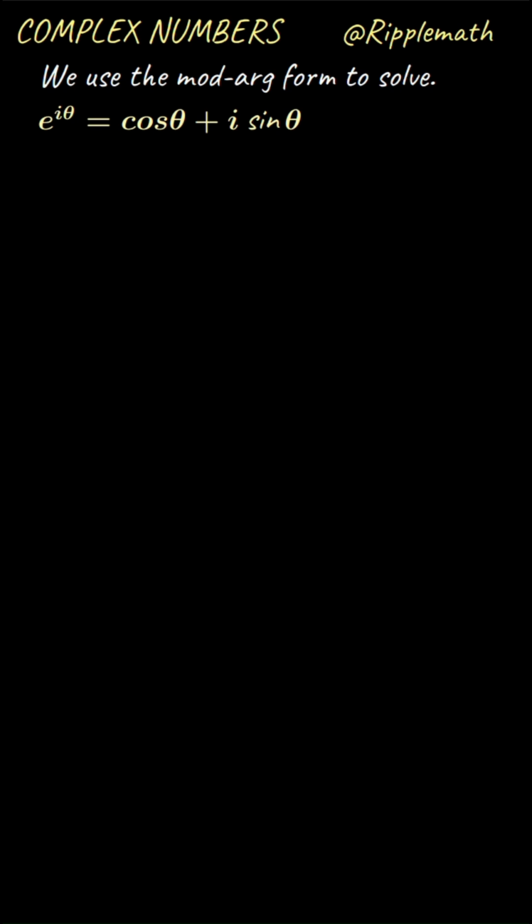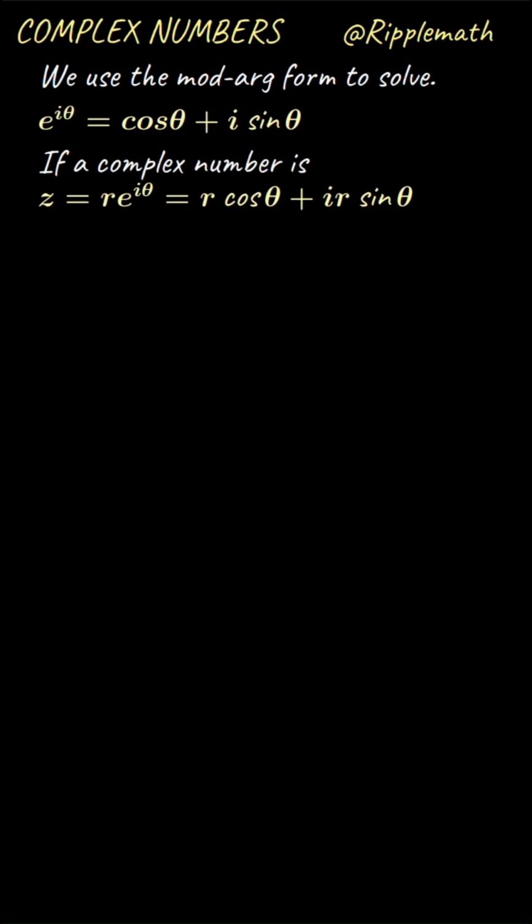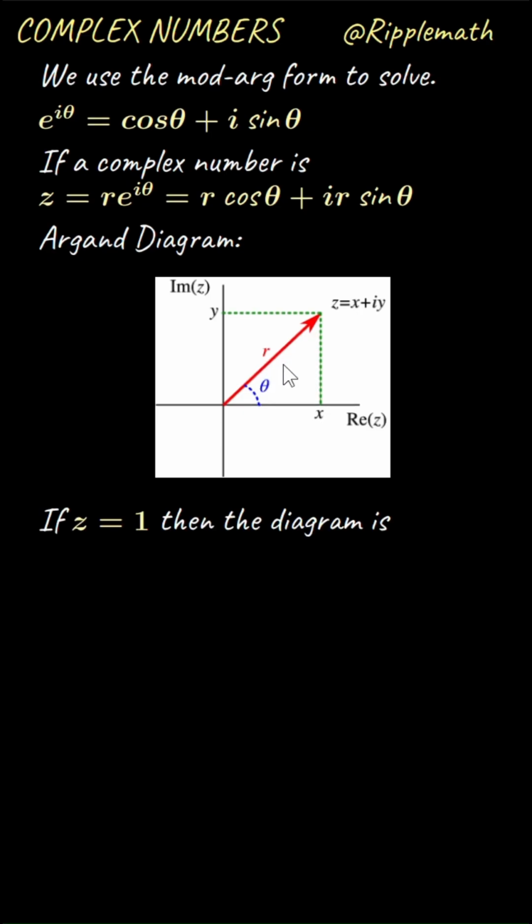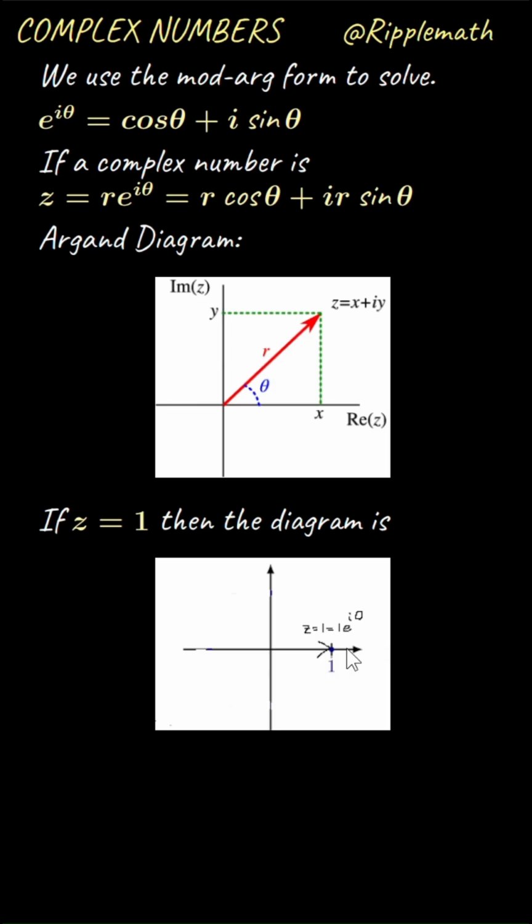Let's just summarize. e to the i theta equals cos theta plus i sine theta. If a complex number is z equals r e to the i theta, then you would multiply the r through, and you have that format there. In the Argand diagram, R is the magnitude of the length of the vector going to the complex number, and theta is the angle from the x-axis. If z equals 1, for example, then the diagram is simply the 1 is there. There's no imaginary part. And the angle is just 0.